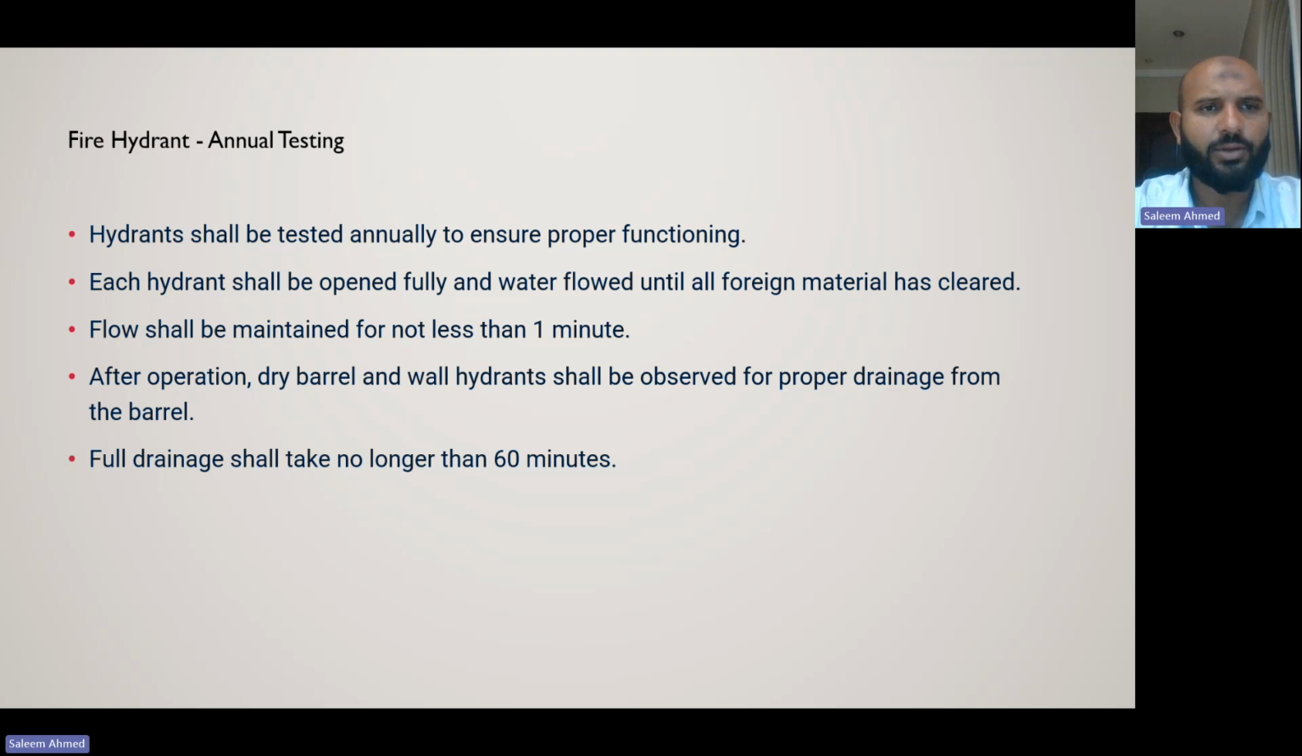So we have seen about inspection. Now we are going to see the testing. Hydrant shall be tested annually to ensure proper functioning. So each hydrant shall be fully opened, and water to be flowed until all the foreign material has cleared. So basically we have to get clear water out from the hydrant. Flow shall be maintained for not less than 1 minute. After the operation, hydrant shall be closed slowly, because you will experience water hammer, and shall be observed for proper drainage from the barrel. The full drainage shall take no longer than 60 minutes.